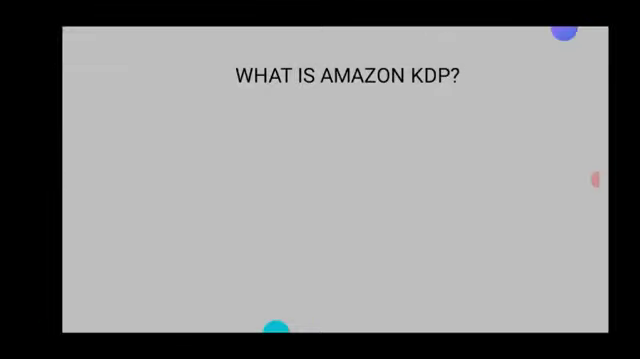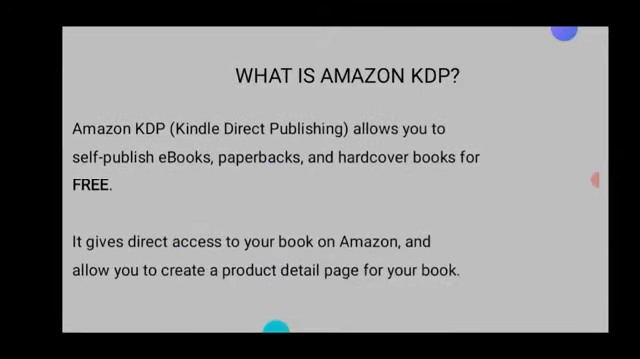So what is Amazon KDP? Amazon KDP is basically a section of Amazon that allows you to self-publish ebooks, paperbacks, and hardcover books for free. It gives you direct access to your book on Amazon and allows you to create a product detail page for your book. This means that you don't have to pay anybody to publish your book, you don't have to pay anybody to market your books, and you don't have to pay anybody to calculate your sales for you. This is giving you the independent right to publish your books.